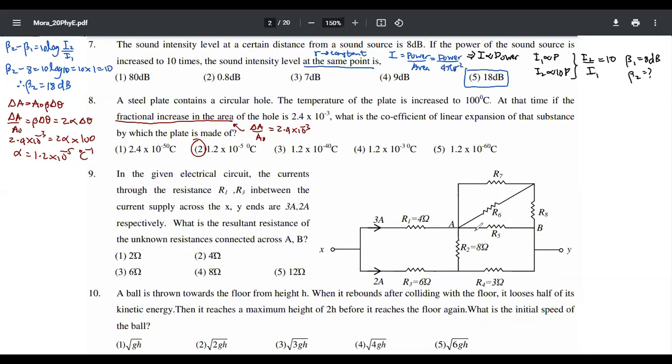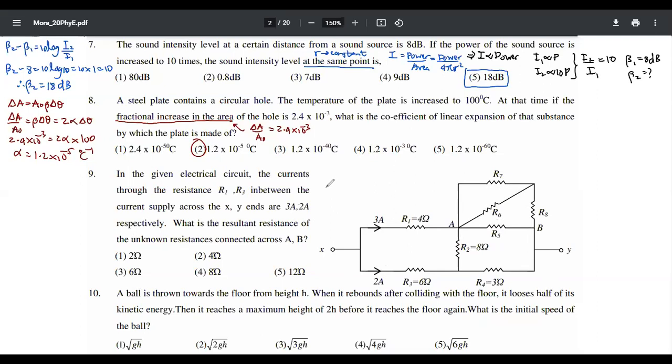Oh, no problem. What you need to do is forget about all those things. Instead, just consider it as one single resistor. So I need to find out the resistance between A and B.